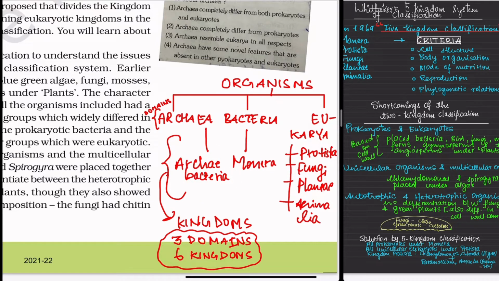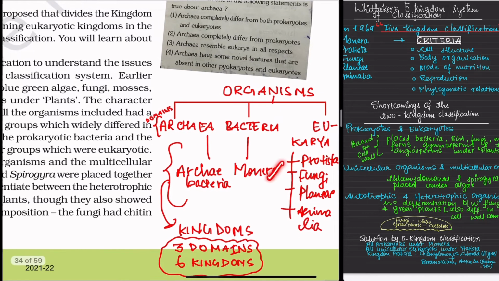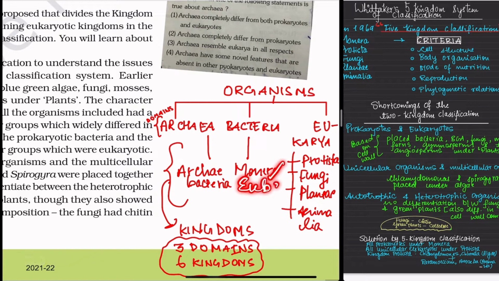Then the kingdom Monera in our five kingdom system of classification. According to Carl Woese, this Monera contained Eubacteria, and he created a domain out of it and called it Bacteria. And then the remaining kingdoms of Whittaker, Protista, Fungi, Plantae, Animalia, he united them all and put them under the domain Eukarya. Thus he created a three domain system. You can see the three domains are Archaea, Bacteria, and Eukarya.